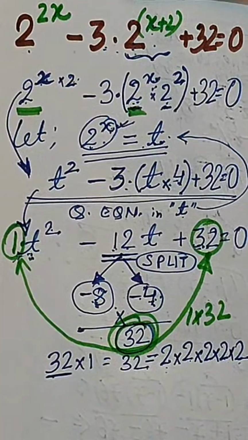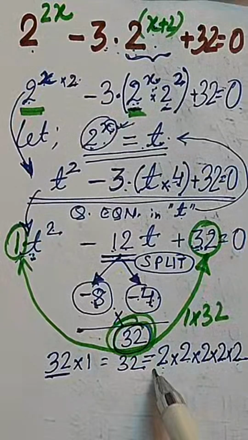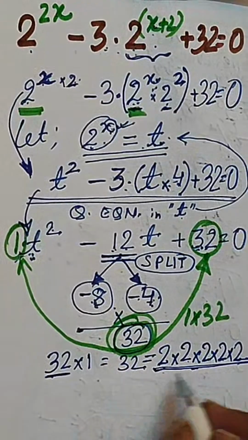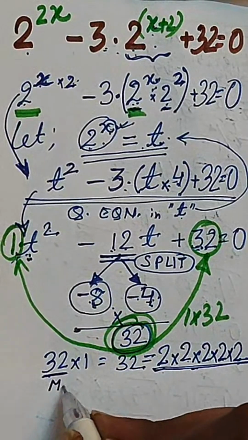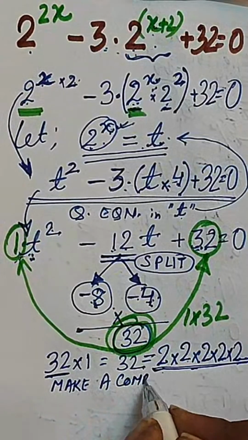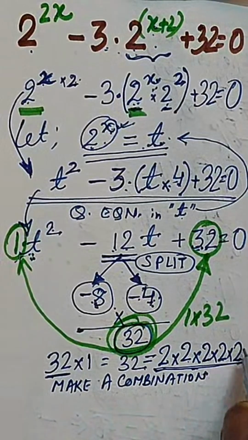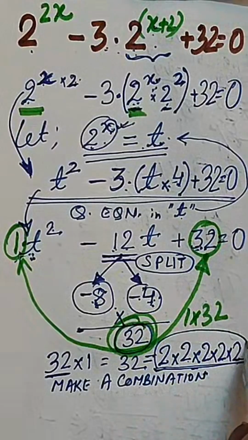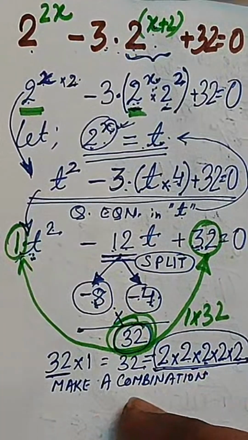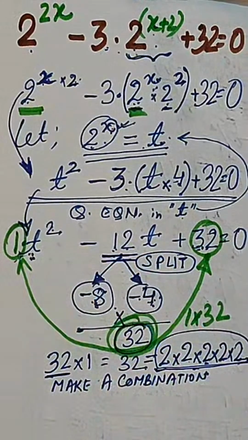So what we do, we make a combination from these factors, just make a combination. I'm writing it. Make a combination between these factors, such that when you put it together and do the algebraic evaluation, you get the middle term, right?